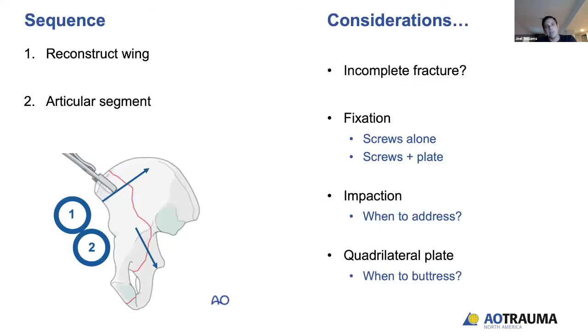And now we start to think about how we're going to fix this. I think conceptually, the sequence is rather straightforward. It's reconstruct the wing, then reconstruct the articular segment. But like anything, the devil's in the details. So some of the important considerations and things that you need to have in your preoperative plan are situations if there's an incomplete fracture, for example, which means there's displacement at the joint, but as the fracture line exits or ascends the ilium, there's no displacement or it's an incomplete fracture line.